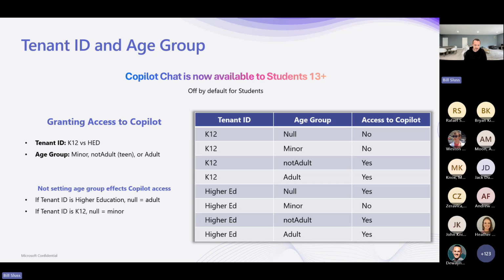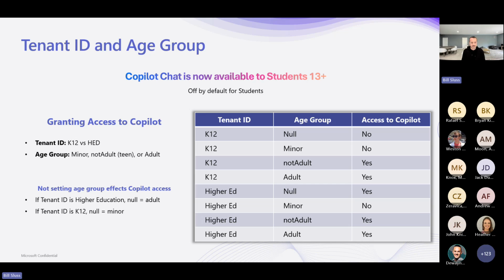I already talked about it for SDS, but the age group is just a user value. You can define every student in your tenant as either a minor, which is typically 13 and under, but it varies depending on what country you're in and what the age of consent is. So that can vary, but typically it's under 13. Not adult is our teen setting, and that's going to be the 13 plus, which should now have access to Copilot. And then, of course, adult, if you have any adults that are students in your tenant, you want them to be able to access Copilot as well, Copilot Chat or M365 Copilot.